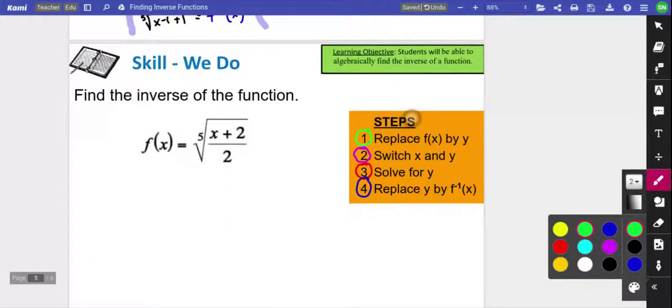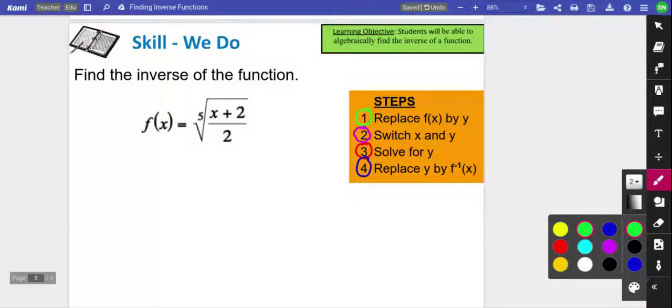Example number 3. Replace f of x with y. Everything else remains the same. Switch x and y. And then we solve for y.